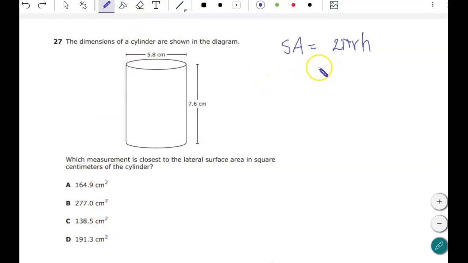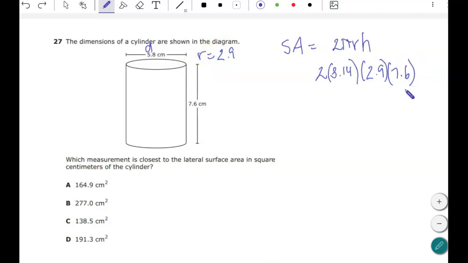it would be okay to use the 3.14. Now, one thing we do need to change here. We need the radius. This is the diameter. So radius is half of that. So find what half of 5.8 is. Should be, just divide that by 2, should be 2.9. So we're going to do 2.9 for our radius. And then the height is 7.6.